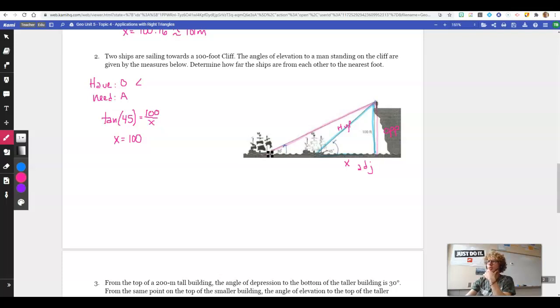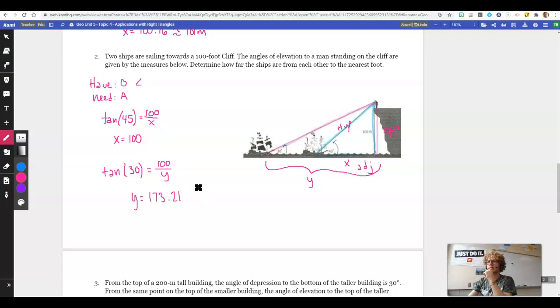Now, I'm going to label this pink distance here. I should have done the little one blue and the bigger one pink, but this distance right here, we're going to call y, just so we can keep them separate. So we're going to set up our trig function here. Again, it's tangent of 30 equals 100 over y. If you're using your equation solver, you can plug in using x or y. I think it'll work for both.